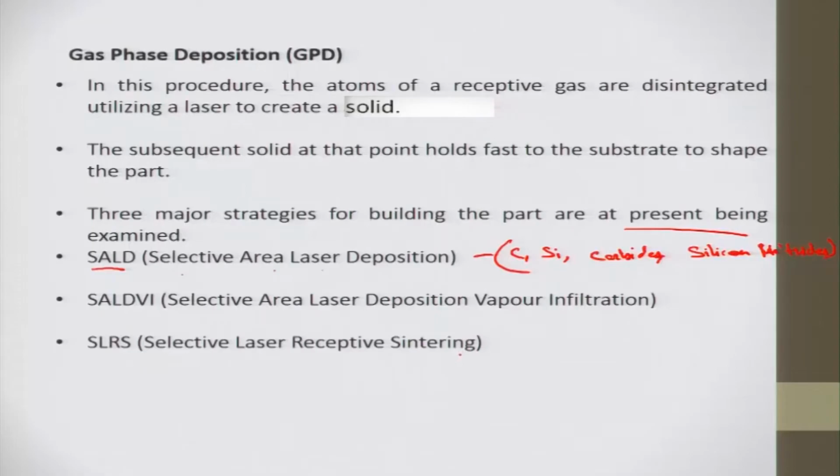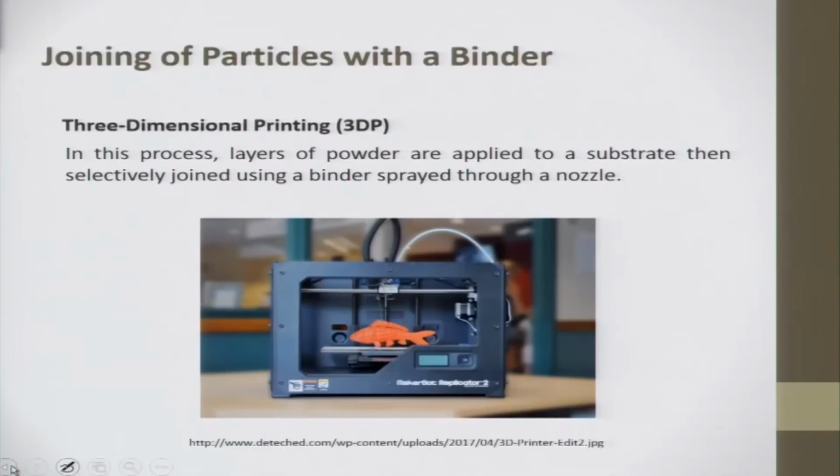In this case, the laser starts a reaction between the gas and the layer of the powder to form a solid piece of silicon carbide and silicon nitride. However, we need not go into detail of the processes, so just an introduction is enough. Now, the next method is joining of the particles with a binder. Joining of particles with the binder means we provide a powder, that is the build powder, then a binding material. When these two are mixed together, the part solidifies.